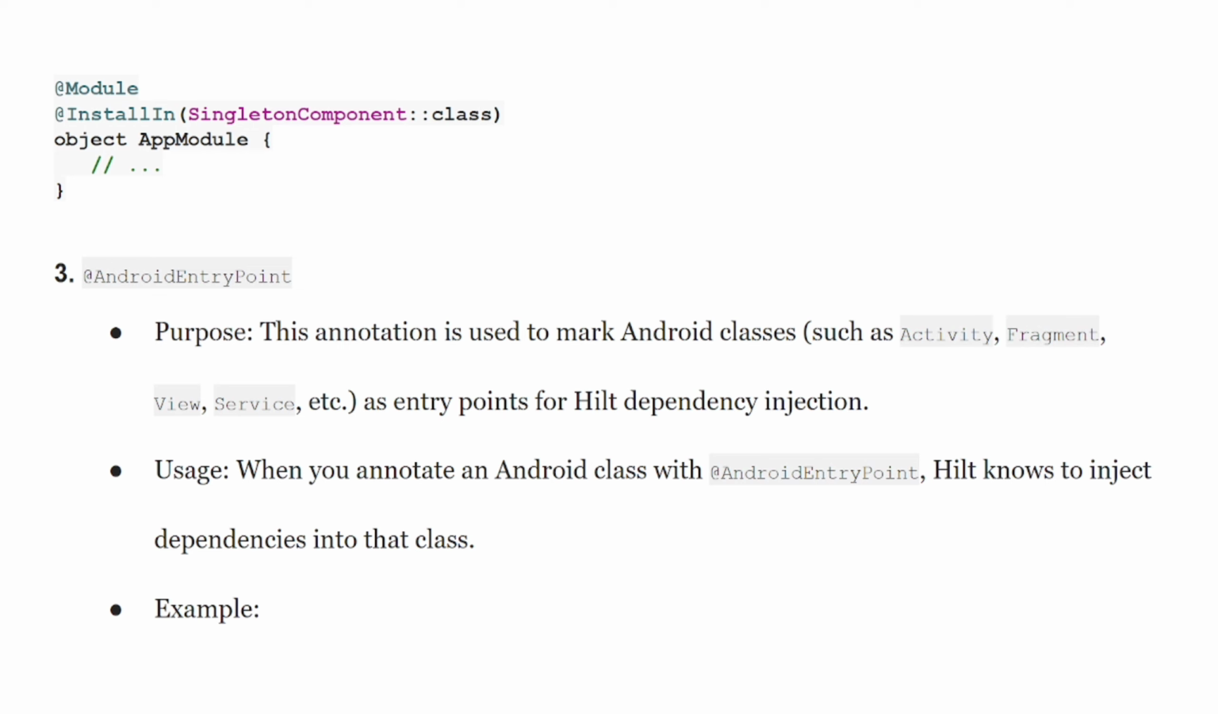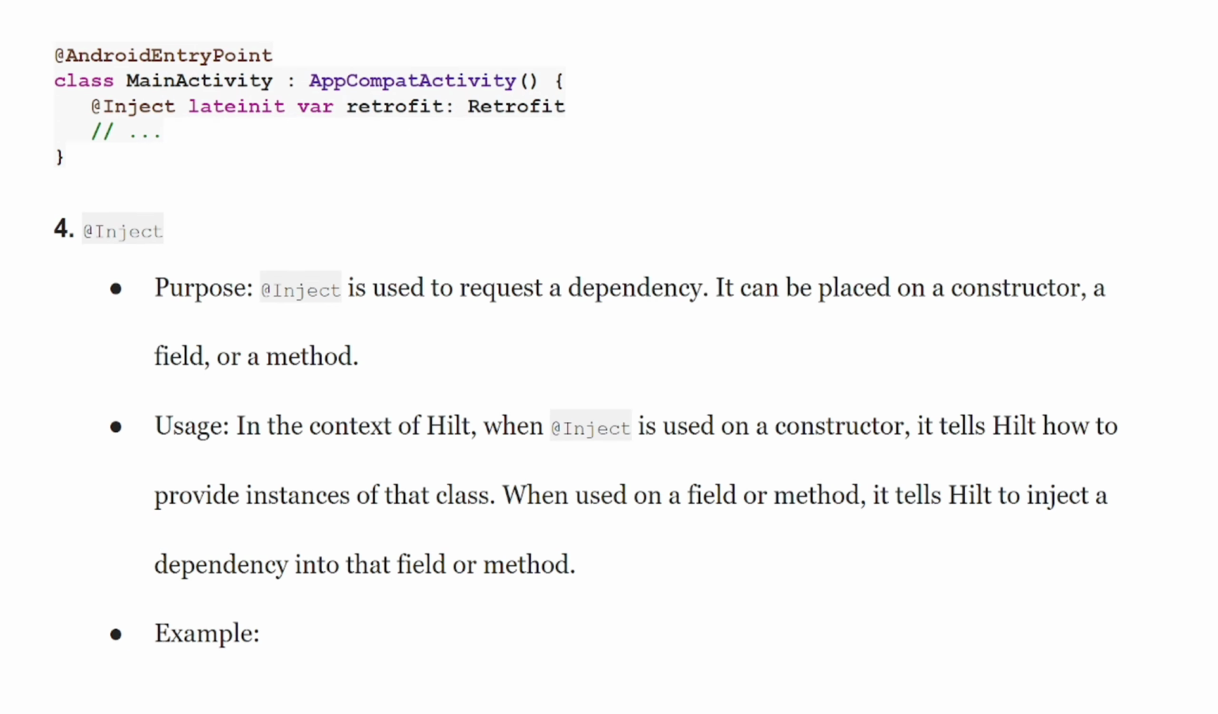Another one, usage. When you annotate a class with Android Entry Point, Hilt knows to inject dependencies into that class. That means when we add the Android Entry Point annotation to a class, Hilt knows to inject dependencies into that class. That's a simple concept.